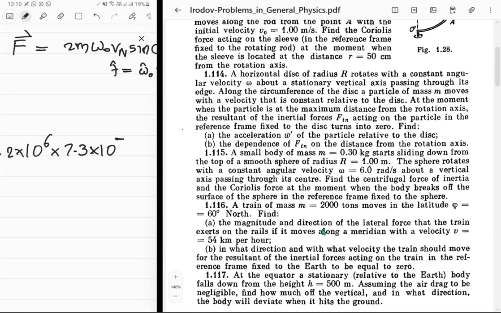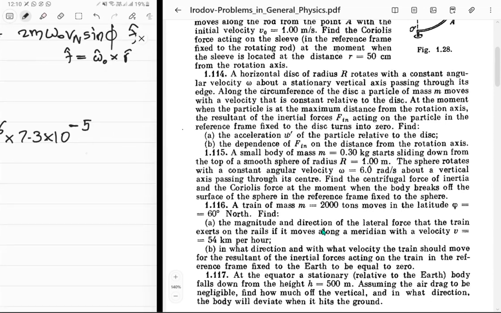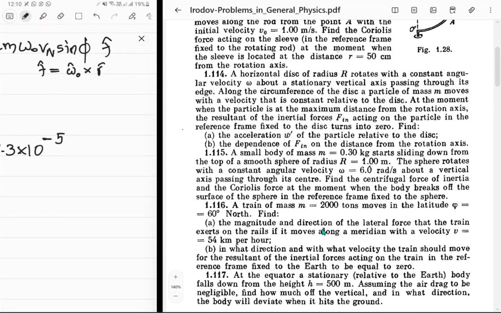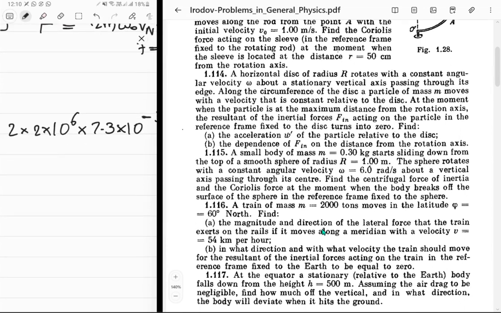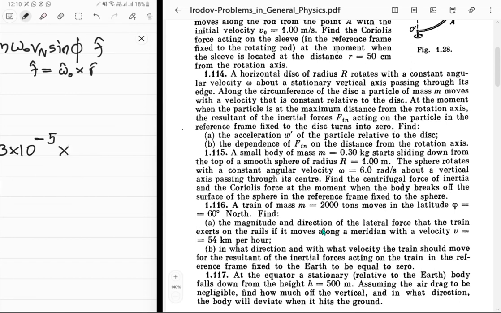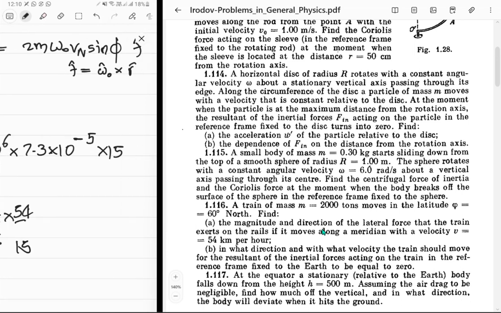And then 10 power negative 5, that's omega naught. Velocity is given as 52 kilometers per hour. 1000 upon 3600 is 10 upon 36, and that times this thing is 15 meters per second. That times sin phi.